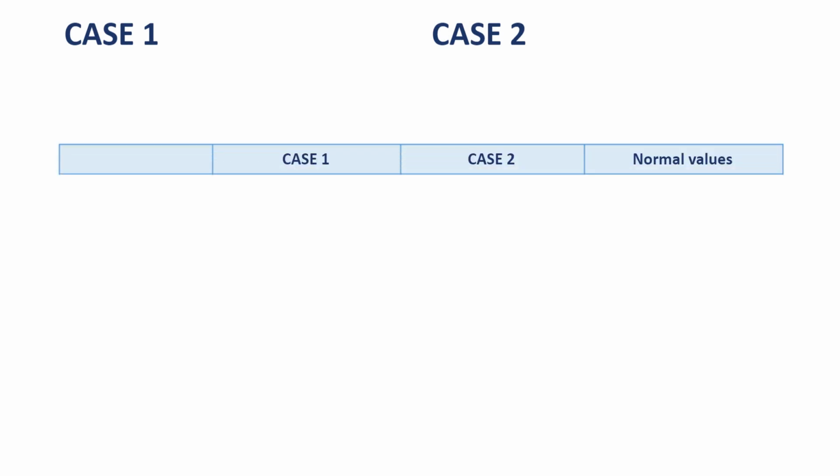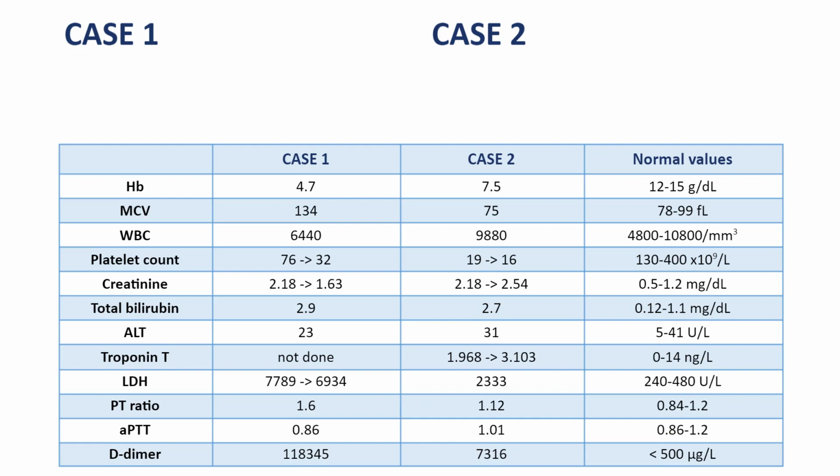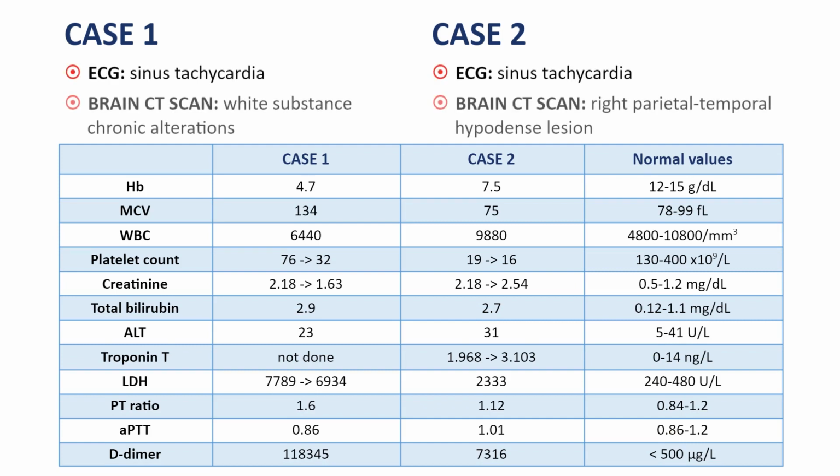Until now, it's difficult to make any kind of diagnosis or even early diagnosis. You definitely need to look for laboratory tests, and you also need to do an ECG and a brain CT scan. In the first case, the CT scan shows white matter chronic alterations, with sinus tachycardia, with anemia, 4.7 of hemoglobin.